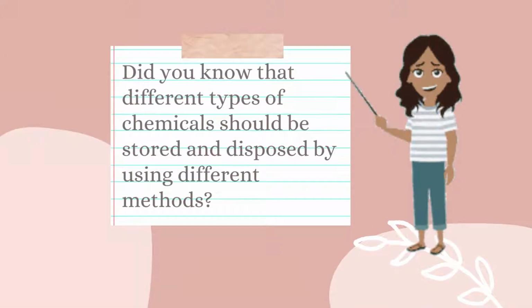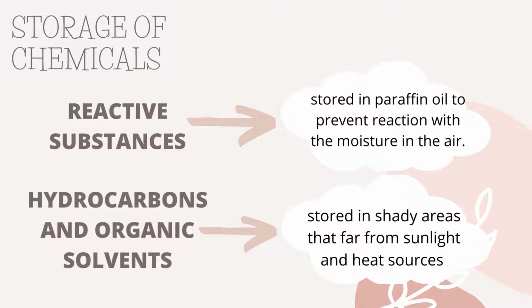That's all. Did you know that different types of chemicals should be stored and disposed of using different methods? It's because different types of chemicals have their own dangers. Storage of chemicals. Reactive substances have to be stored in paraffin oil to prevent reaction with the moisture in the air.